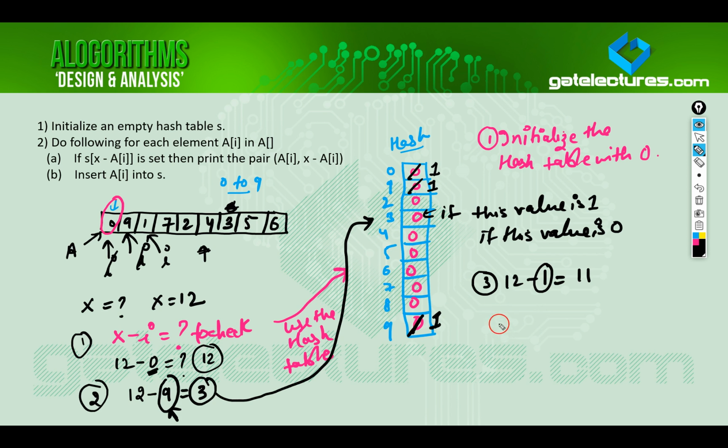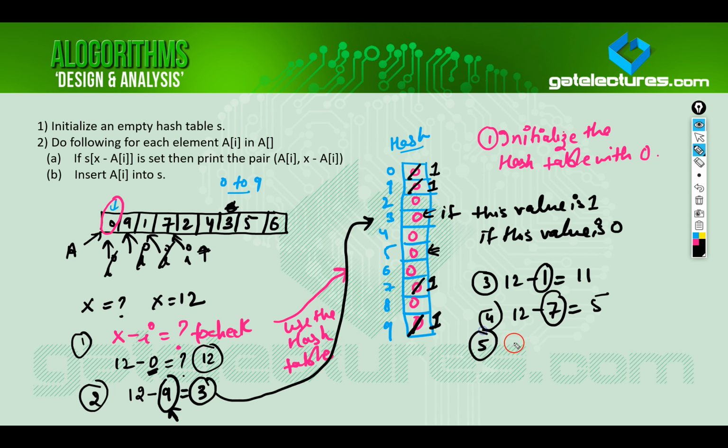Okay. Now increment the value of I. Again we have 7. So we are going to do 12 minus 7 is equal to 5. Now go to the index location 5. Now you can see this value is 0, right? So till now we know that 5 does not exist. So I'm going to go to the index location 7 and we are going to make it as 1.